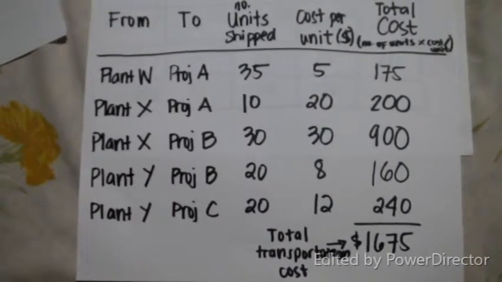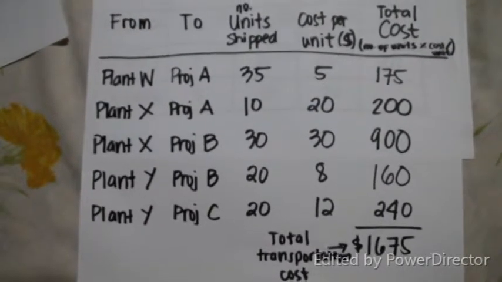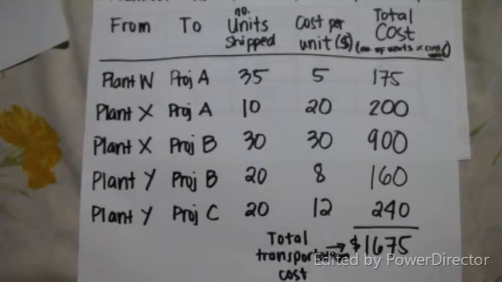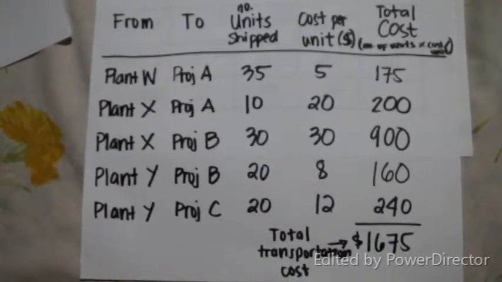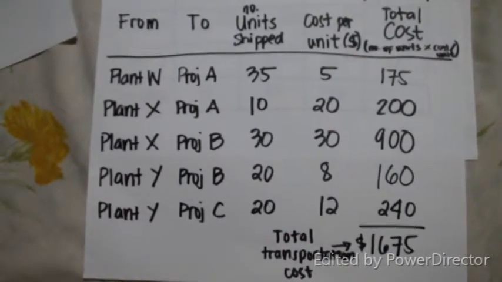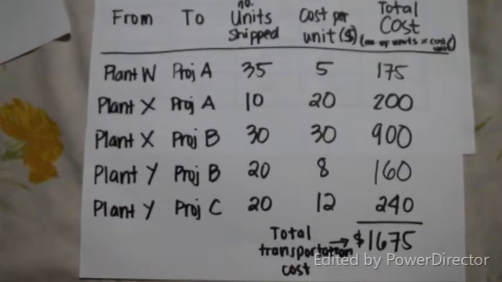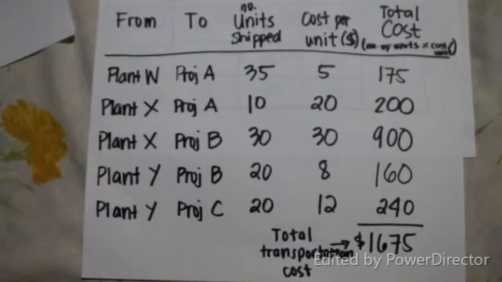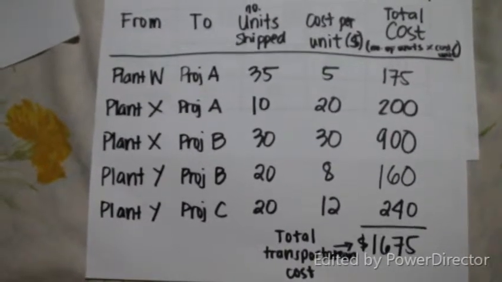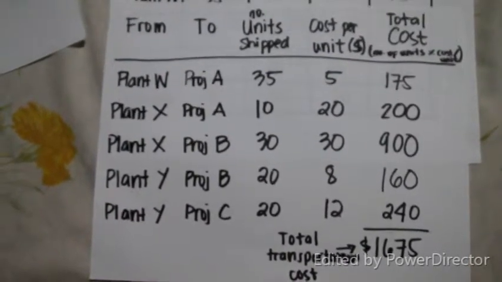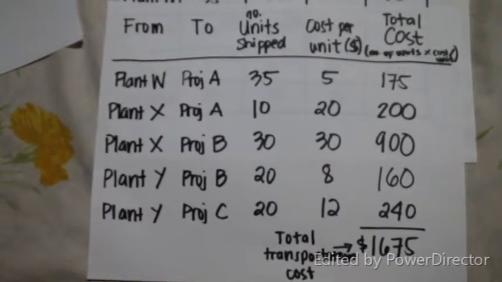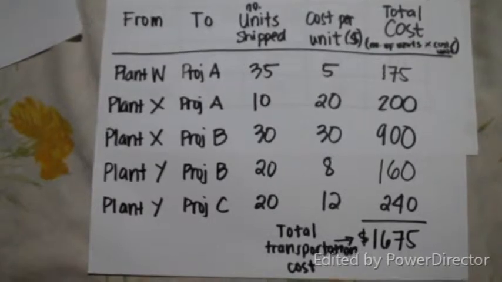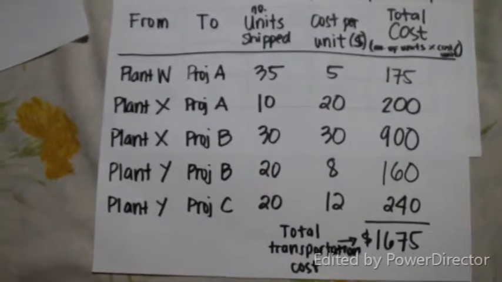From plant W to project A, number of units shipped is 35 and the cost per unit is $5, so the total cost is $175. From plant X to project A, number of units shipped is 10 and the cost per unit is 20. The total cost is $200. From plant X to project B, number of units shipped is 30 and the cost per unit is 30. The total cost is $900.